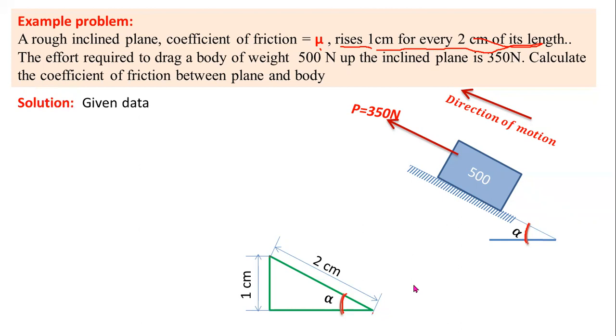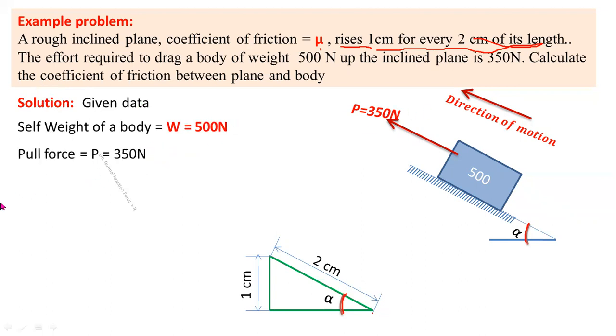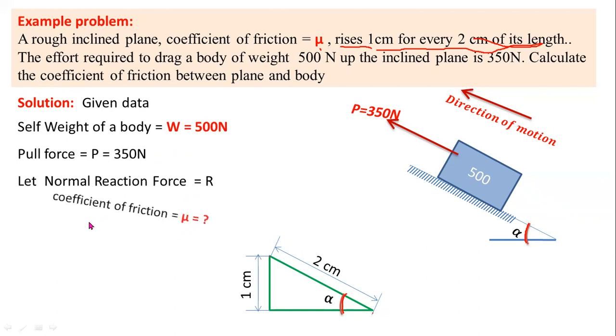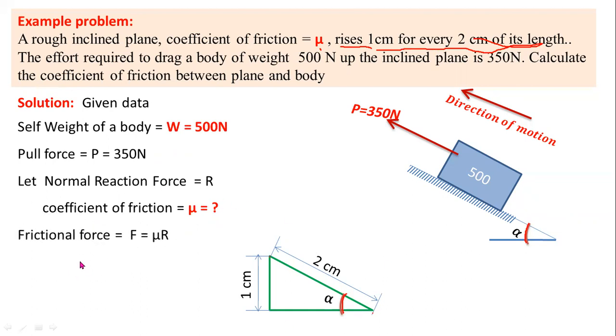Now from the given question, the given values are self weight W equal to 500 newtons, and pulling force P equal to 350 newtons, and capital R is the reaction force, mu is the coefficient of friction between the block and the surface. Here you have to determine the value of mu. Here this is the frictional force F equal to mu R. From this triangle, you have to determine the value of inclination alpha.